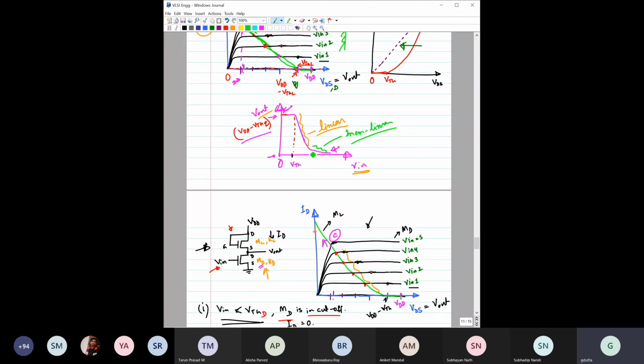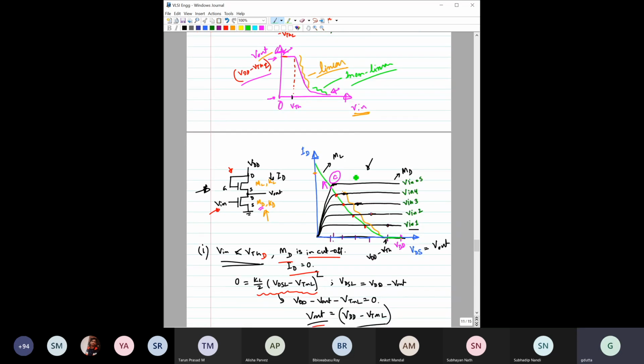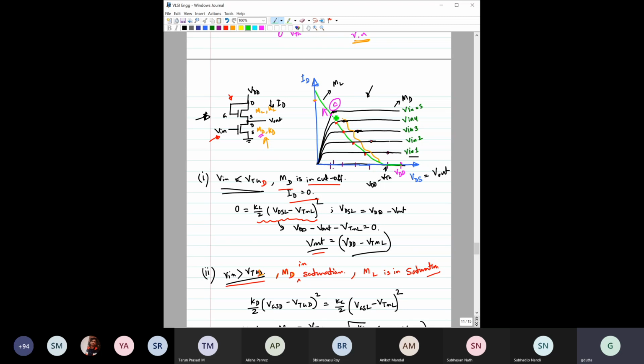Now here comes the question. What would be the point beyond which it will deviate from this linear to this non-linear region? Can you please tell me what would be this point C, or for what V in we will get this point C? Anyone? V out equal to V in minus VTHD. Exactly. You know that, right?